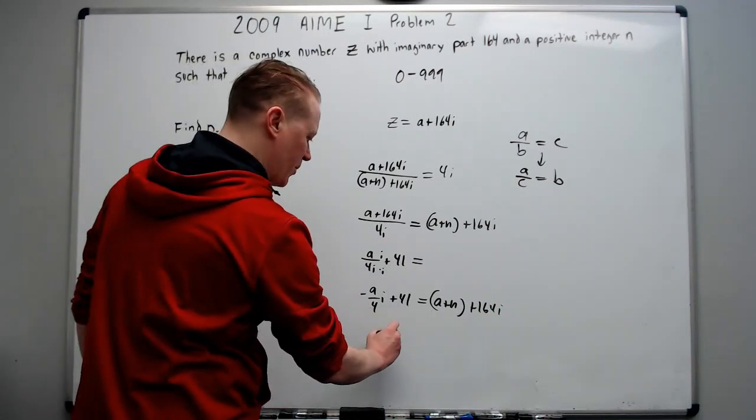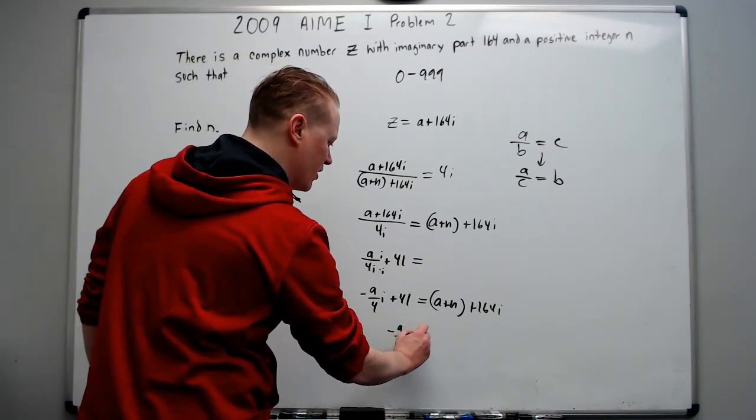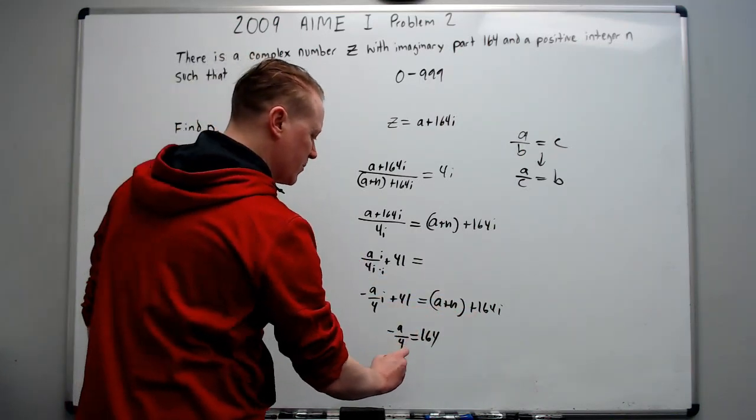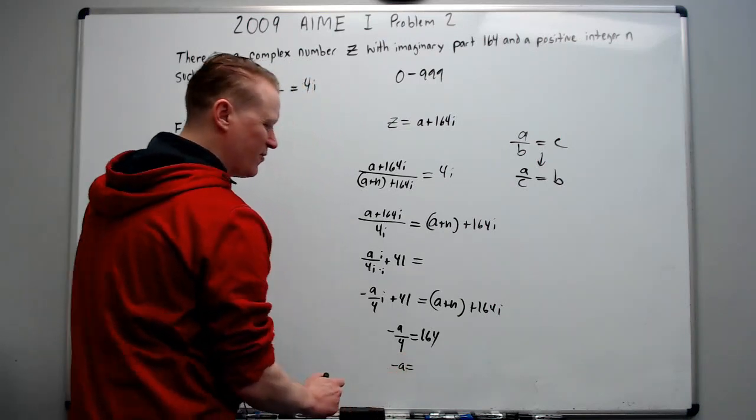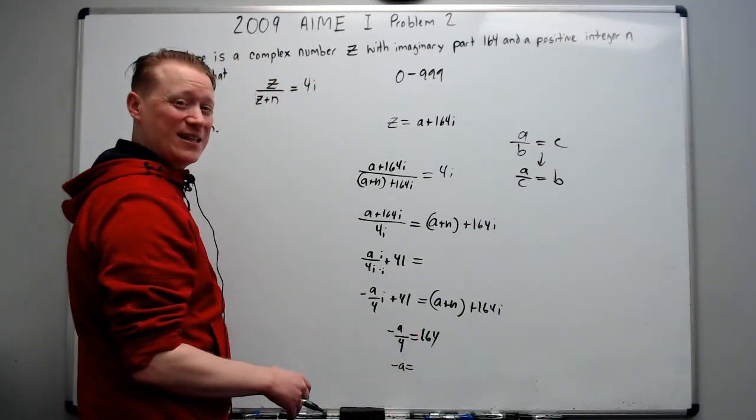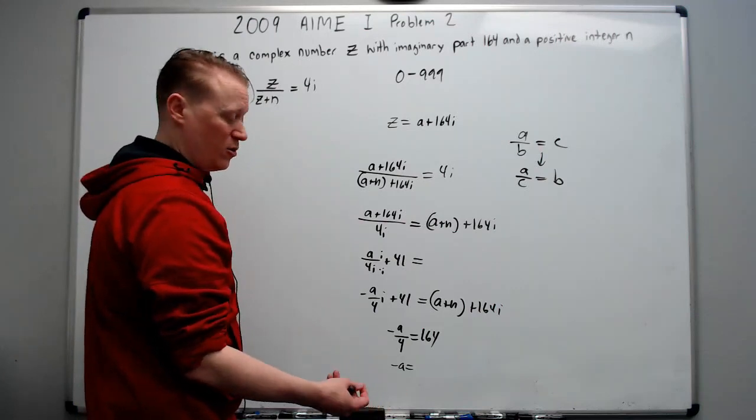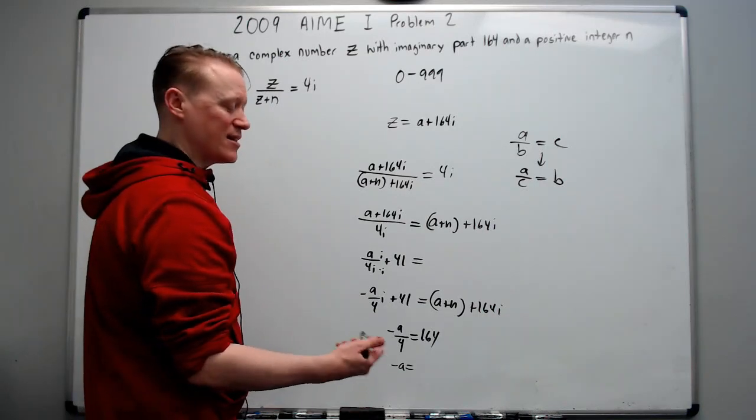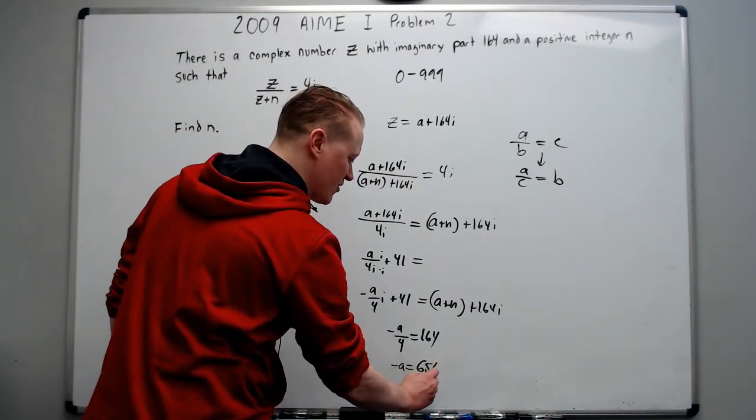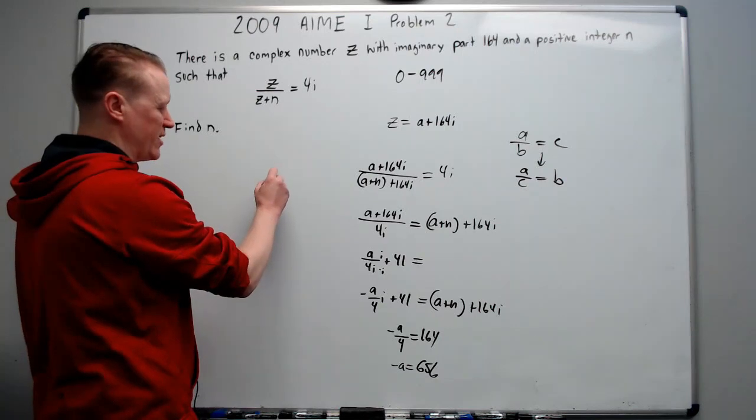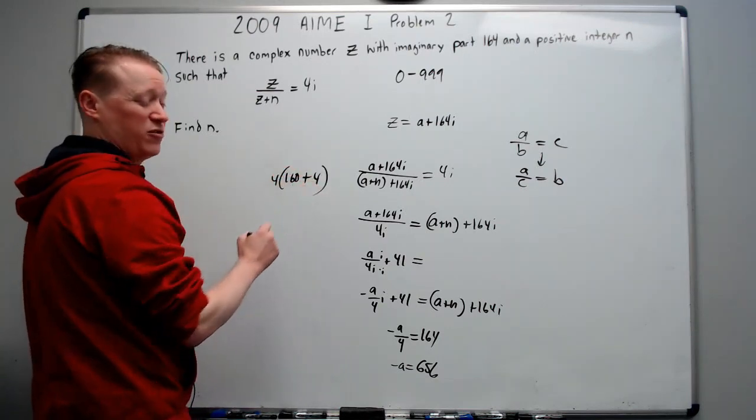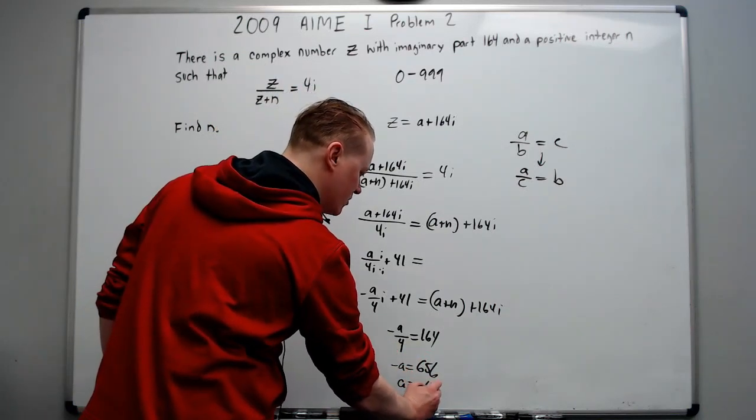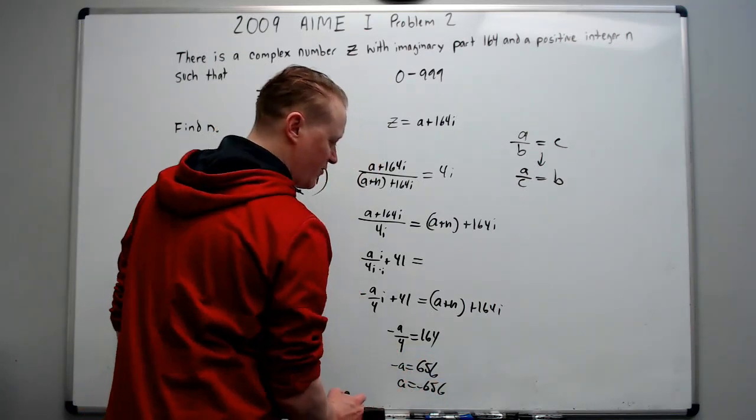So this imaginary part, negative a over 4, has to equal the 164 over here. Multiplying by 4, we get negative a equals 4 times 16 is 64. Throw a 0 on the end to get 640, and then 4 times 4 is 16. 640 plus 16 is 656. If you're not sure what we did, 4 times 160 plus 4. Okay, then I'm going to move the negative over to get a equals negative 656.